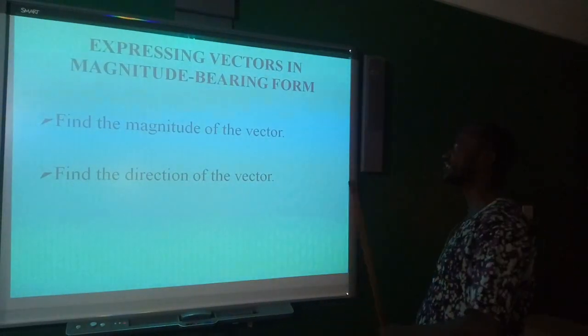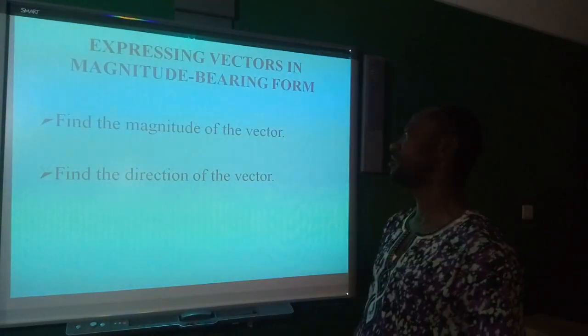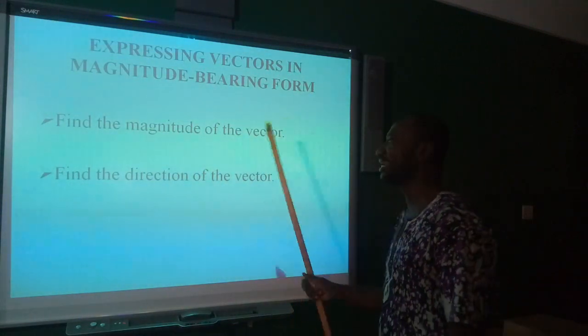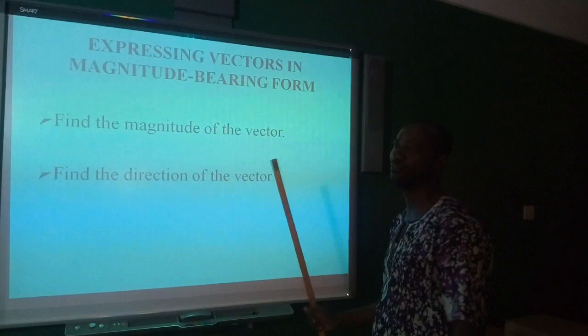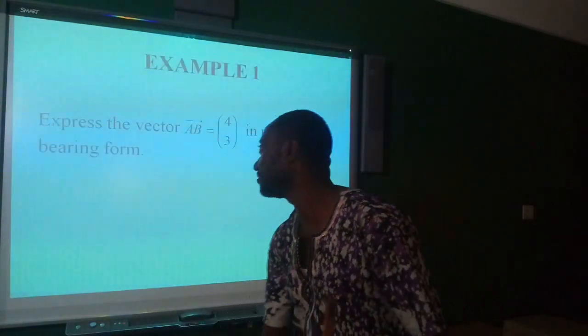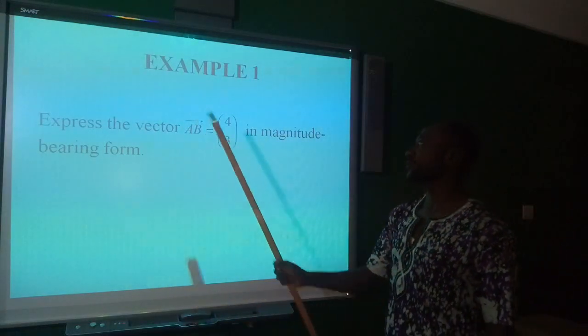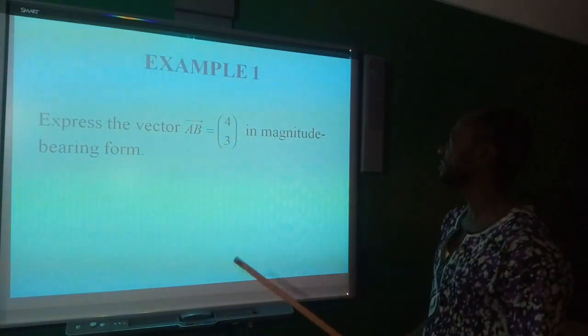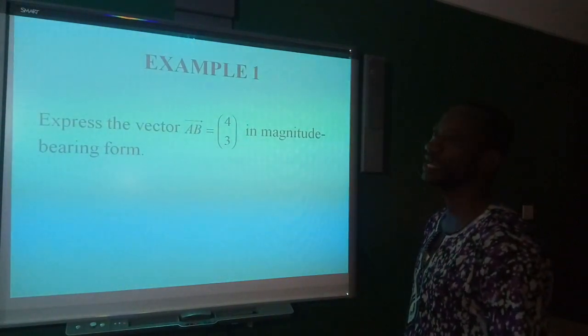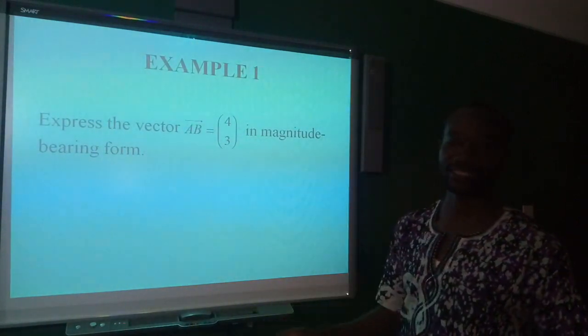Good. So expressing vectors in magnitude bearing form. First, you find the magnitude of the vector and also find the direction of the vector. Let's take an example to explain that. Example 1. Express the vector AB, which is 4, 3, in magnitude bearing form. Good. So you first find the magnitude and then the direction.